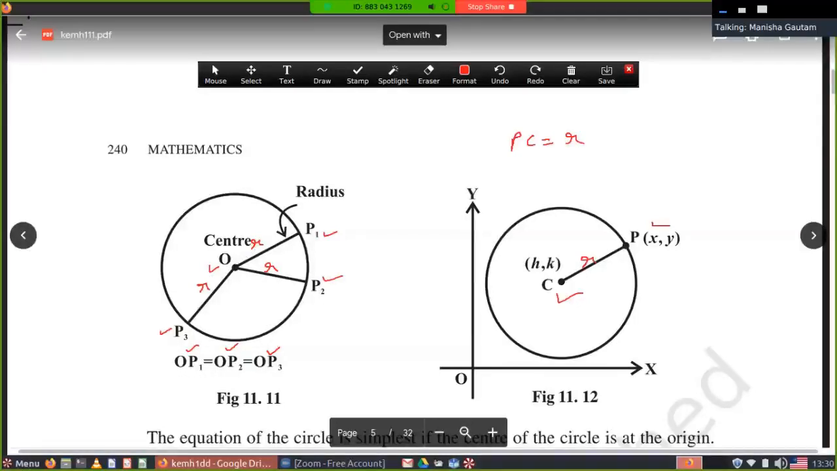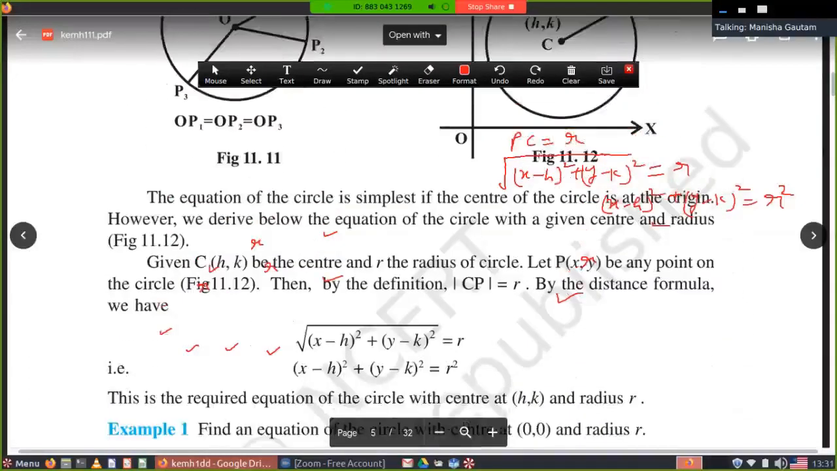PC means, under the root, you have to apply the distance formula between two points: the square root of (x minus h) whole squared plus (y minus k) whole squared is equal to R. Squaring both sides, (x minus h) whole squared plus (y minus k) whole squared is equal to R squared. This is the equation of a circle.